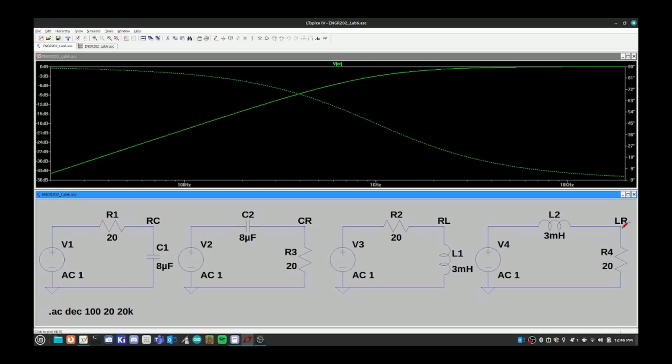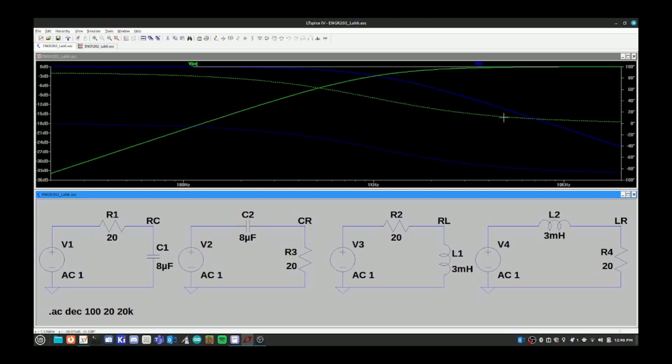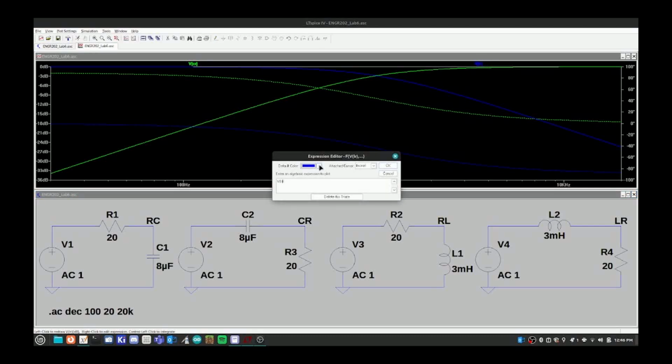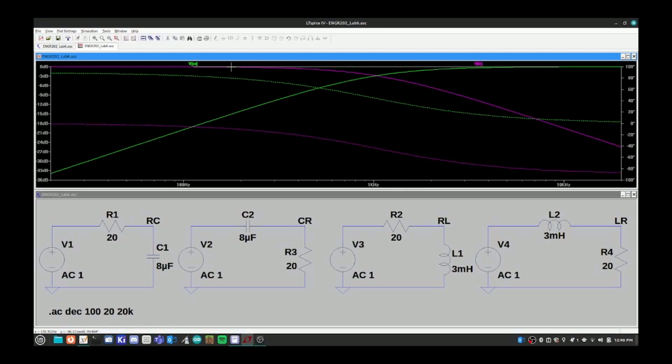Now if we do the same for the LR circuit, I'm going to make this a little bit easier to see. Let's pick pink. You see it has the same response but flipped. It starts passing at low frequencies and then it starts to drop off, and right at 1 kilohertz it's reached that negative 3 dB point. So you could use, for example, this circuit and this circuit if you're trying to get a 1 kilohertz negative 3 dB point.